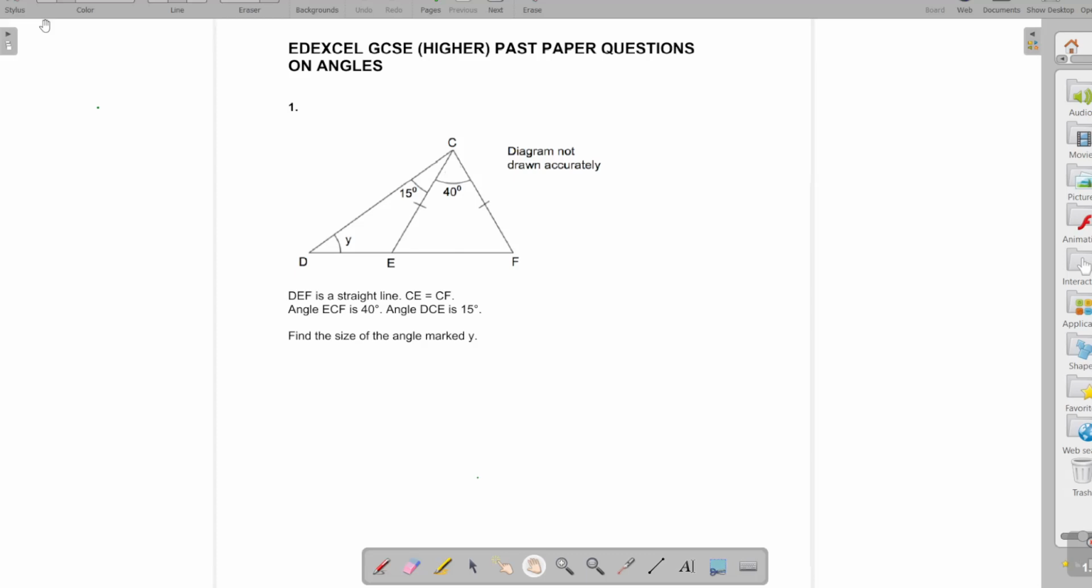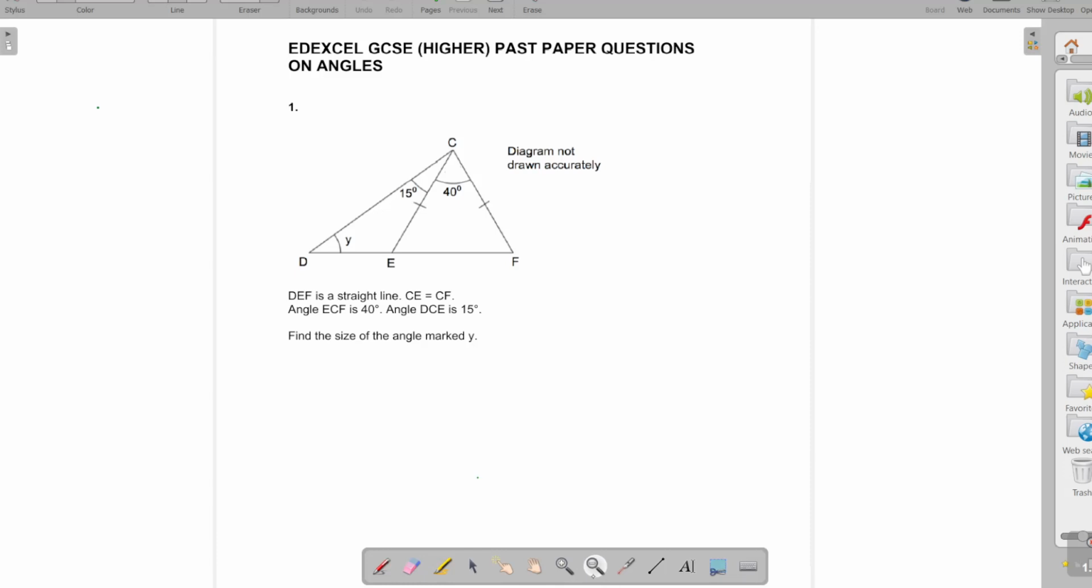These questions are on angles, questions taken from Edexcel GCSE past papers. DEF is a straight line, CE is equal to CF, angle ECF is 40, angle DC is 15. Find the size of the angle marked y.